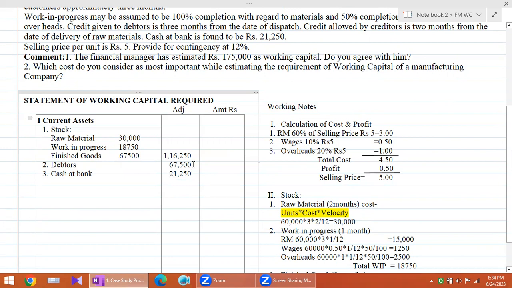Make a total of all these 3 current assets. The total comes to 2 lakh 5,000 rupees. I hope so. What is this? This is nothing but total current assets.